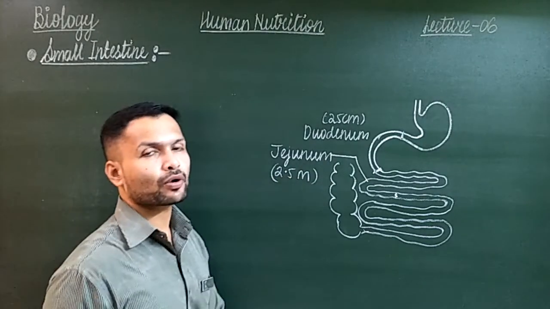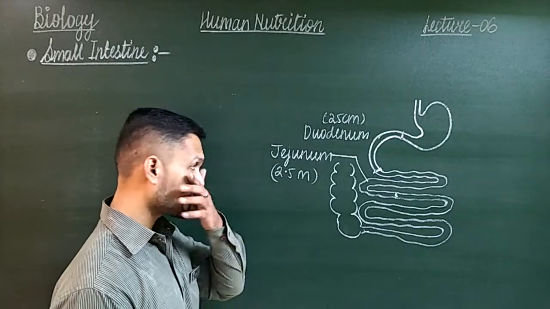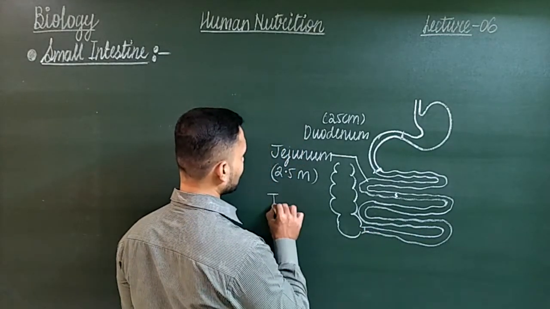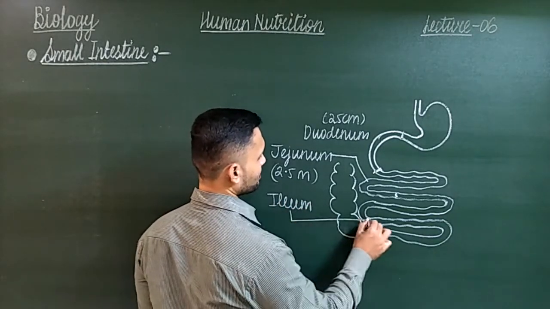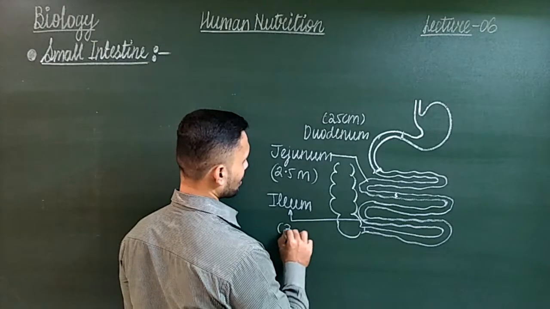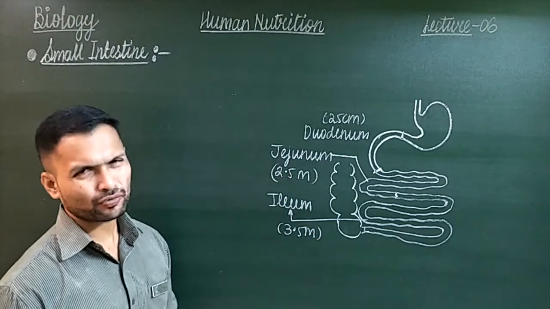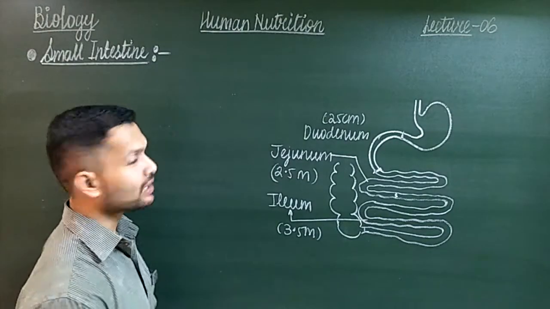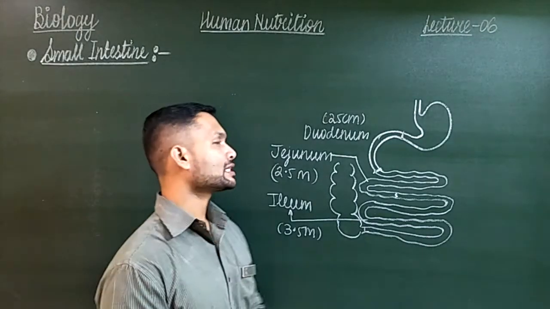The entire small intestine is somewhat 6 to 6.5 meters long. So the remaining 3.5 meter part is the ileum. The last part is the ileum, which is roughly 3.5 meters. If you add this 6 meter and 0.25, that is the total length of the small intestine. Now the actual digestion process takes place over here.